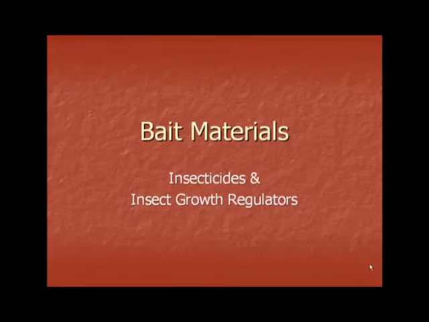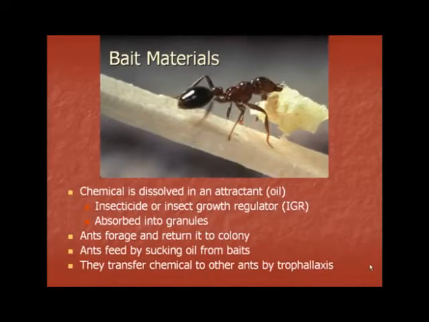Bait materials, insecticides, and insect growth regulators. Bait materials consist of a chemical dissolved in an attractant, usually oil. An insecticide or insect growth regulator is absorbed within the granules as well. Ants forage and return it to the colony. Ants feed by sucking oil from the baits. They transfer the chemical to other ants by trophallaxis.